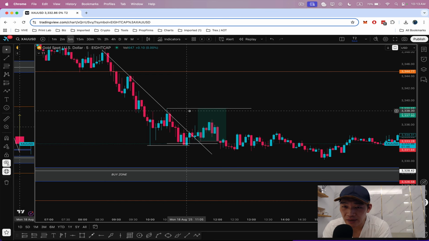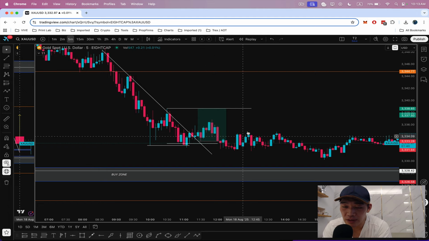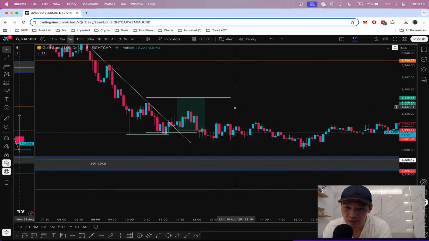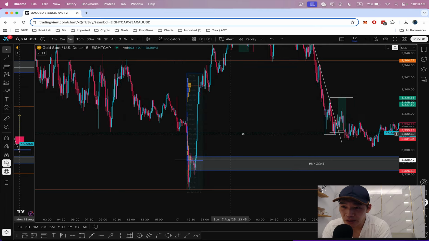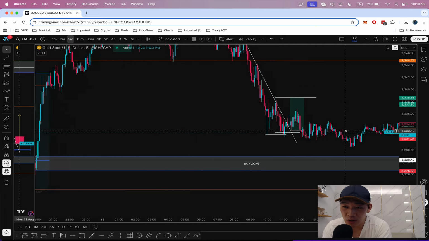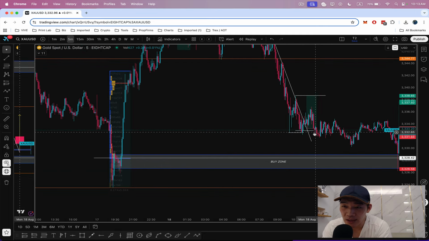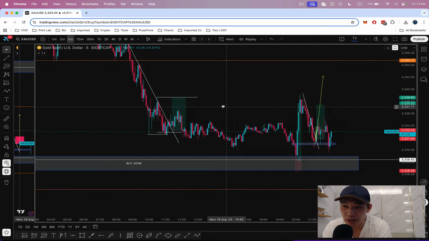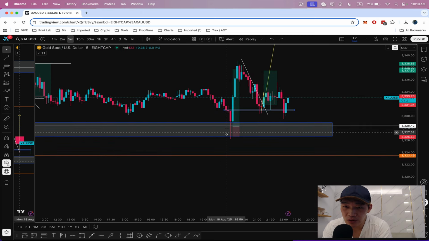Originally I wanted to have this area being tapped as my TP, but we took partials and trolled up and got trolled out, which is fine. It's still a valid trade, right? Because we had this support here. Now we can only manage risk, right? We don't know where price will be going, but at least we got in and got our trade and got out. And this morning we saw this huge massive rejection.